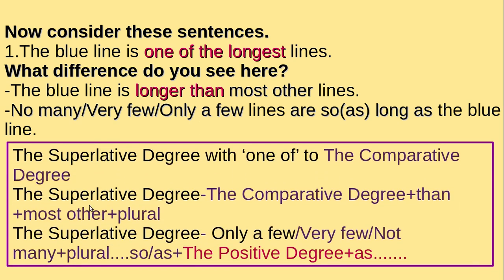Okay, now we can rewrite the formula like this. Here it begins with one of with the superlative degree. Then you have to change like this: comparative degree than most other. If there is only the superlative degree, we use any other. Instead of any other, we have to use most other, and after it, we use a plural noun. You have to bear that in your mind. And instead of no other, we use not many, and only a few or very few. Right? Now we can do some exercises.